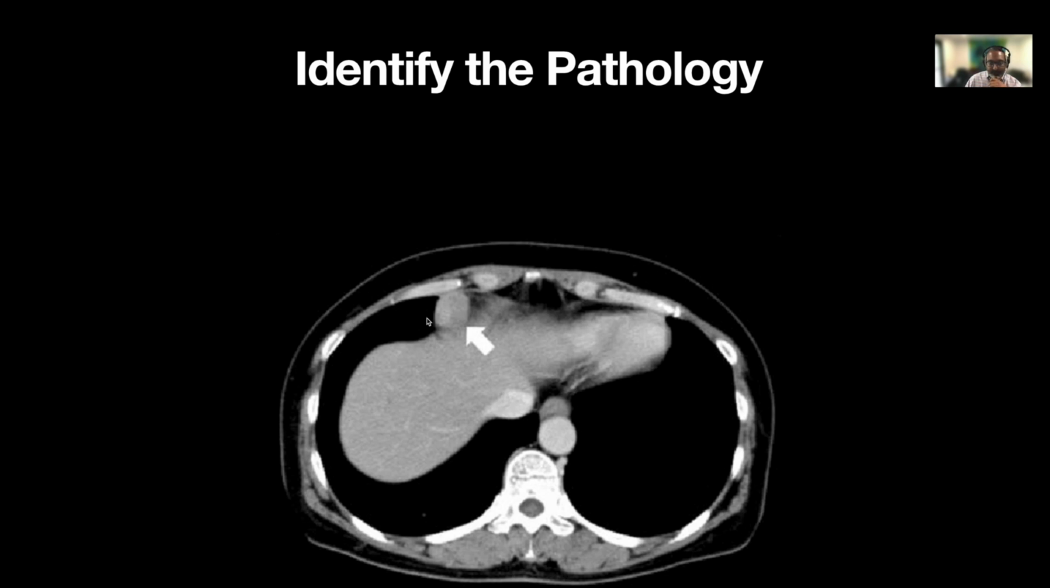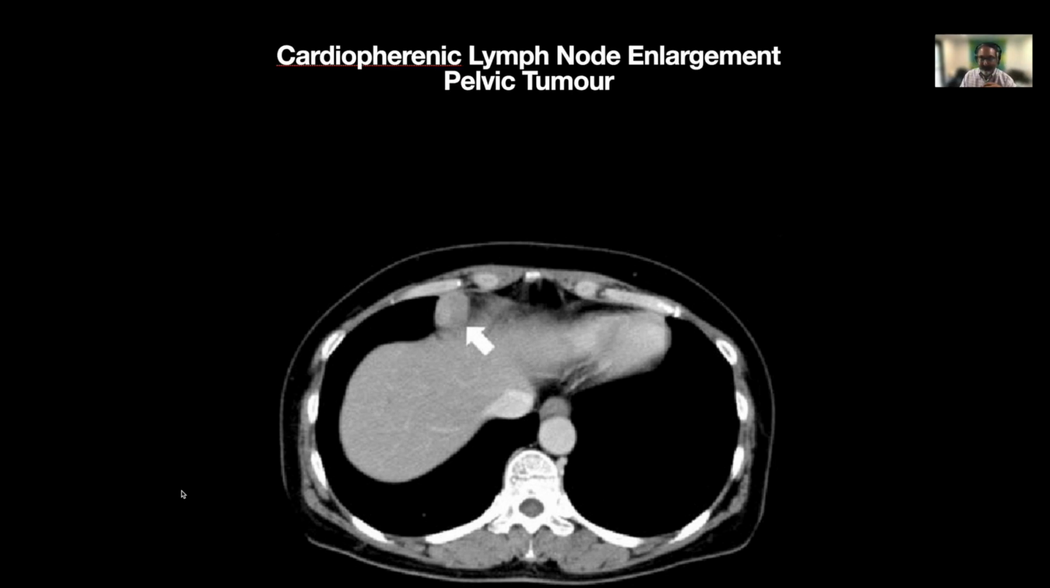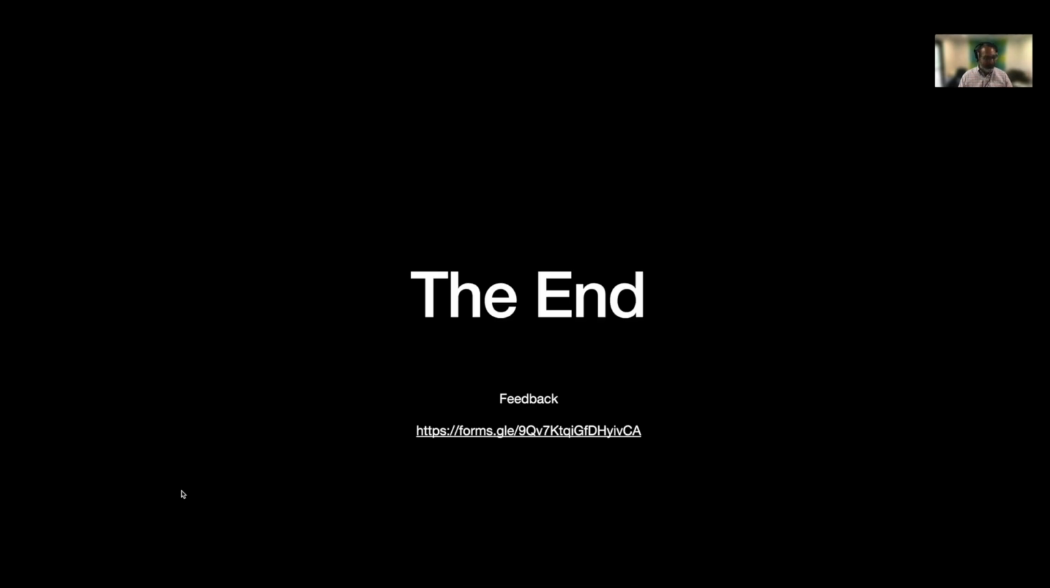So where do you think this is? Absolutely. Correct. Cardiophrenic lymph nodes, the pelvic tumor again. And that is the end of the session.